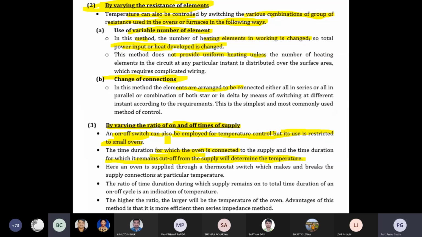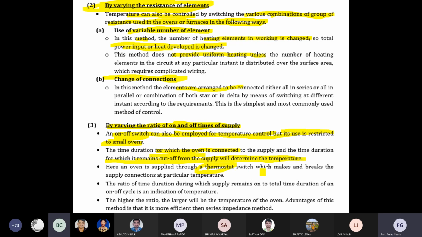On off means you are varying the duty ratio, that is T on divided by the total time. So what percentage of the duration it is turned on, that you can control. It is not very complicated, it is very simple. Here you can vary the on time and also the off time, the cut off time. The oven is supplied through a thermostat.